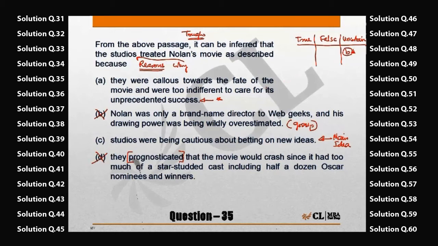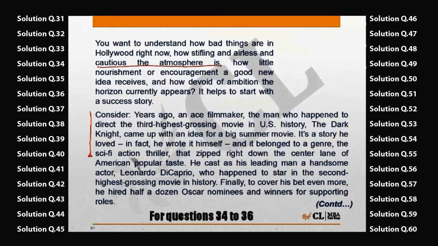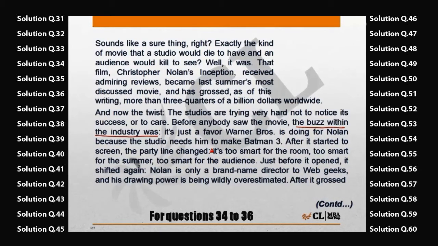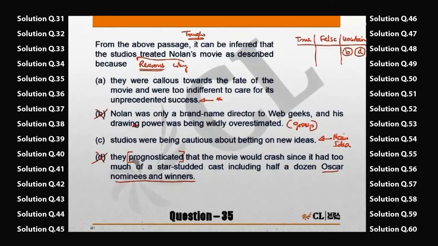This would be incorrect or uncertain, because the author introduced the fact that they have Oscar nominees and winners while introducing Christopher Nolan's movie, but nothing of this is mentioned when it comes to what studios felt. The studio's position on Oscar nominees and winners is unclear. So therefore it can't be D. Now we'll have to figure out between A and C. If you look at the whole question, it is asking about the reasons.